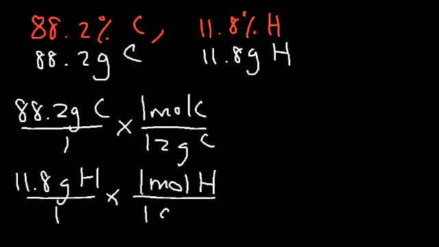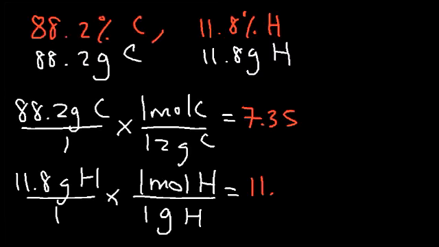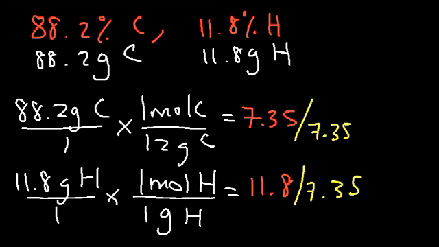This is supposed to be 1 gram of hydrogen. So 88.2 divided by 12, that's 7.35, and the other one's going to be 11.8. So we need to divide these two numbers by the smaller of the two. So this is going to give us 1 for carbon, and 11.8 divided by 7.35, that's about 1.6.